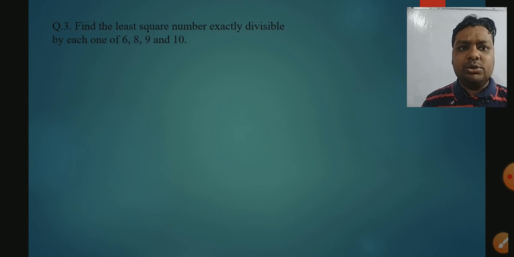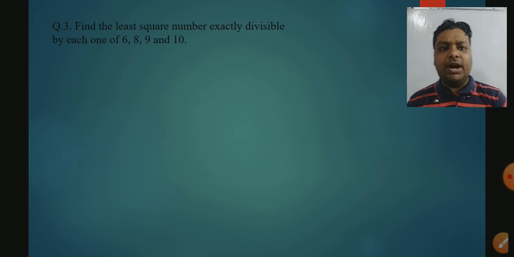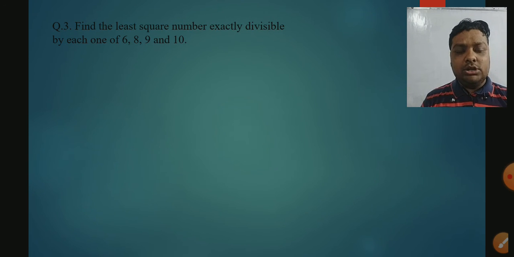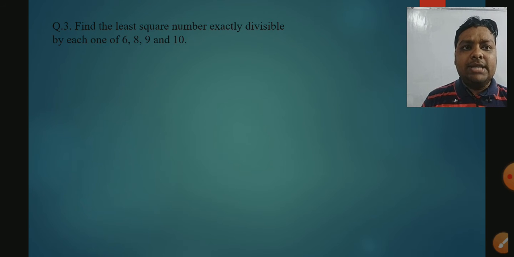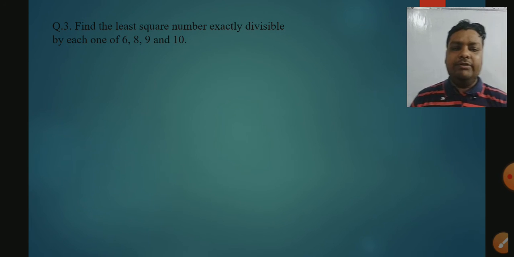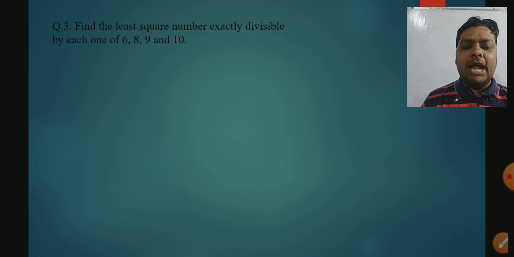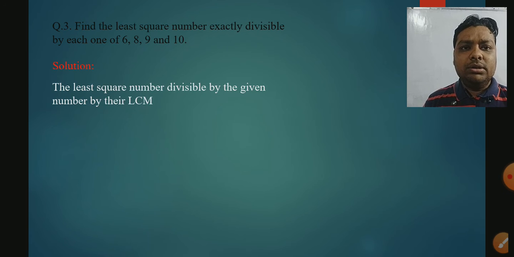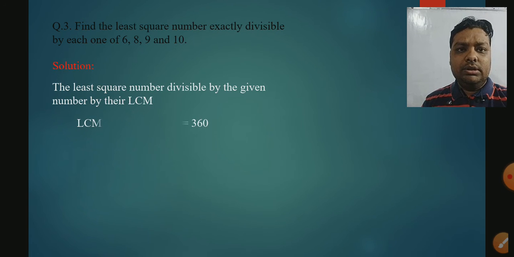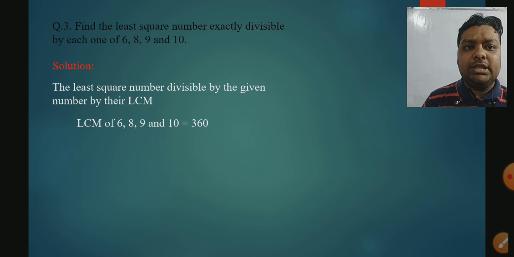Now the next question: we have to find the least square number. Least square number means perfect square number, exactly divisible by each one of 6, 8, 9 and 10. There will be more than one such number, but we have to find the least square number which will be exactly divisible by these numbers. In this type of question, at first we will find the LCM of 6, 8, 9 and 10. The LCM of 6, 8, 9 and 10 will be 360.